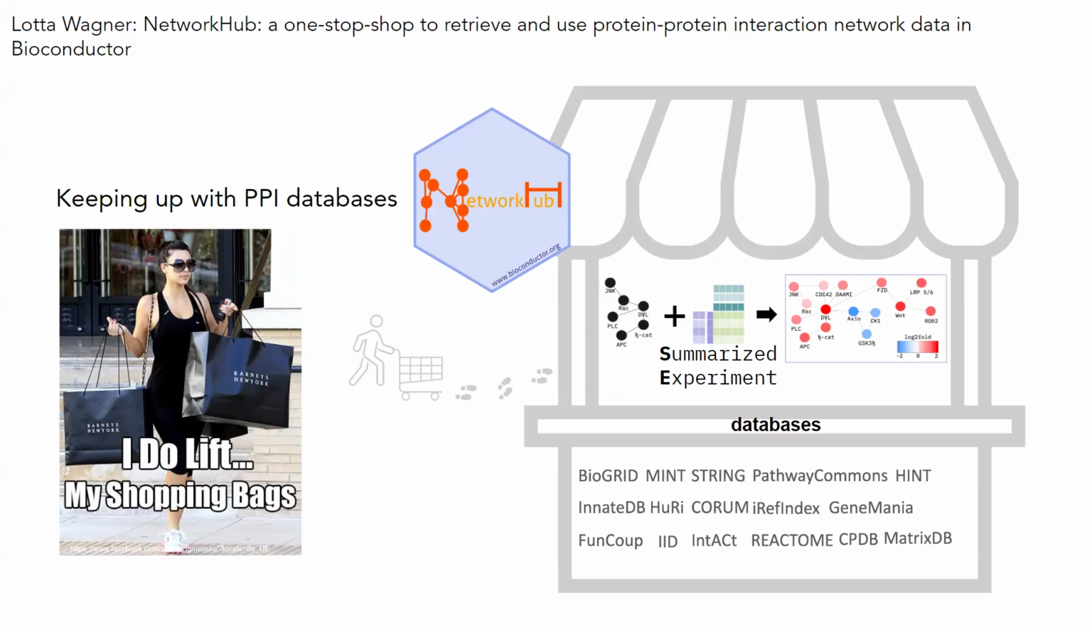Hi everyone, I'm Lotta, and I'm wondering if you also sometimes struggle going shopping, like going from one shop to the other to get everything that you need, like Kim Kardashian over there. In our project, we're not keeping up with the Kardashians, but we're keeping up with protein-protein interaction databases. And if you want to work with PPI data, currently you have to go from one database to the other, and that can be quite nasty.